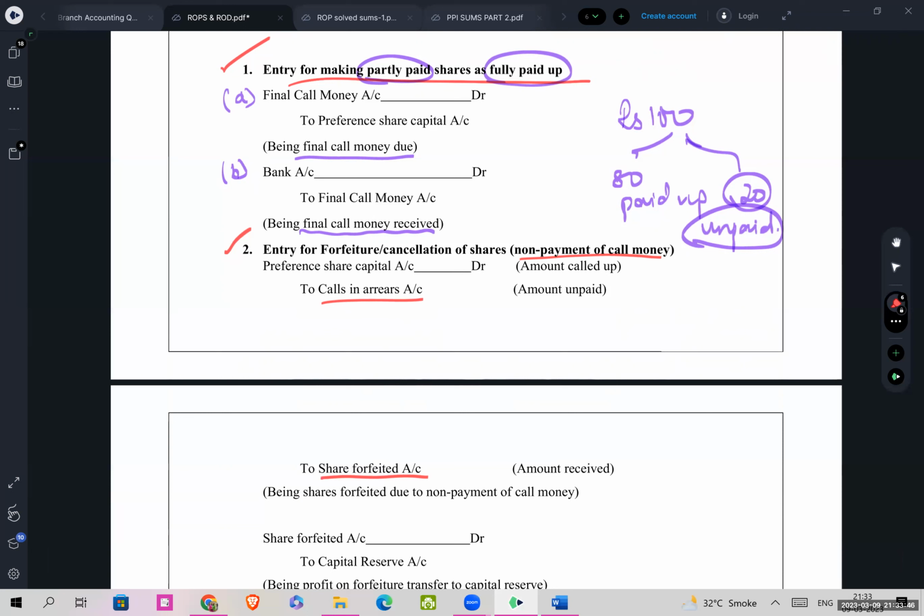So suppose मैंने 100 rupees का एक शेयर था और मैंने सिर्फ 80 rupees पे किया, बाकी के 20 rupees मैंने पे नहीं किए. So what will the company do? The company will forfeit my shares. मतलब पैसा रख लेंगे. Forfeiture उसी को बोलते हैं. They will forfeit the shares.